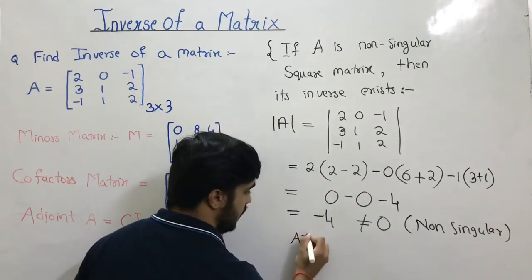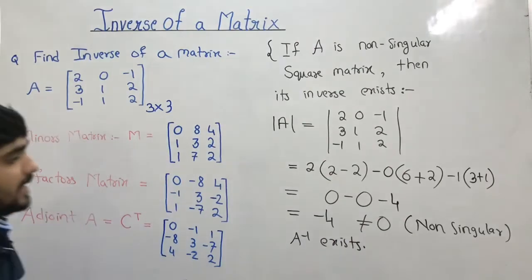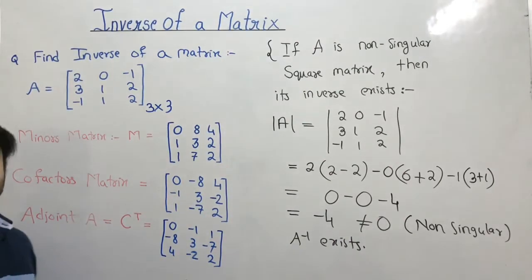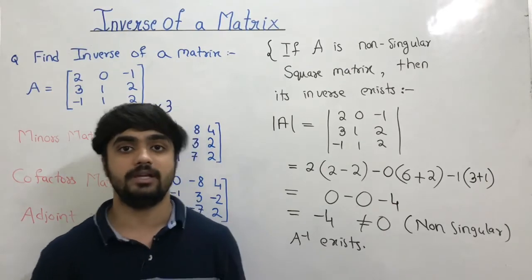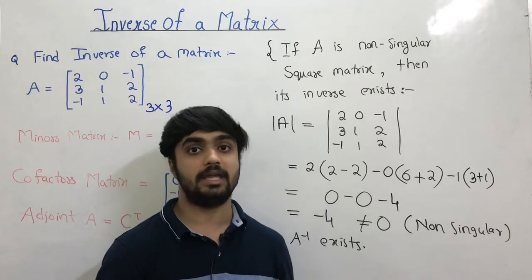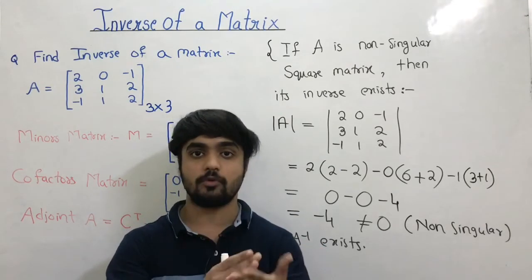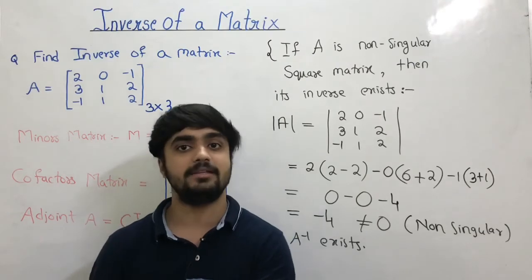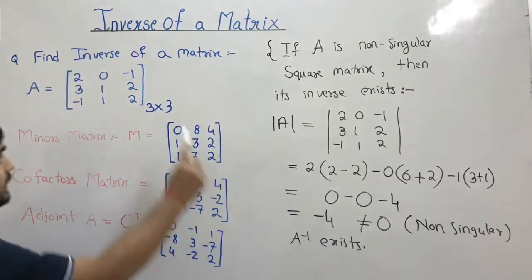Hence A inverse exists. Okay, now as we know the formula for A inverse, that is A inverse is 1 upon mod of A into adjoint of A. So you'll need to find adjoint of A first, then you can find A inverse. For adjoint of A, you will need to find cofactors, and for cofactors you will need to find minors, which I have given in previous videos. So I have directly written this thing.